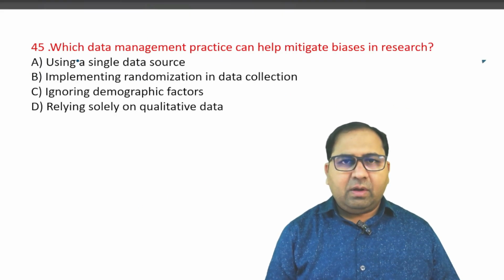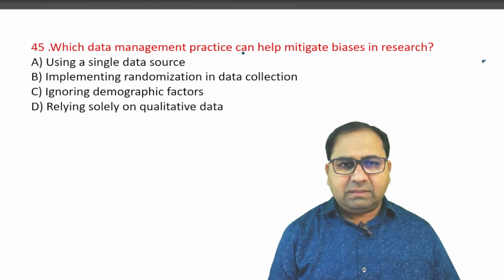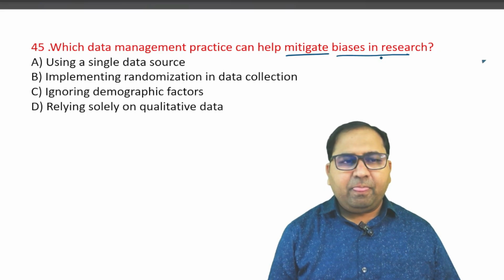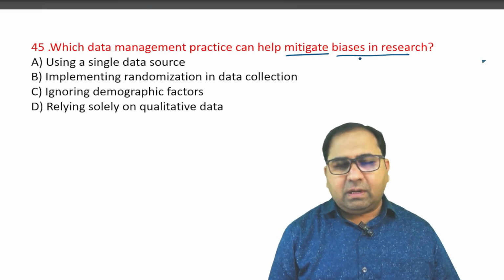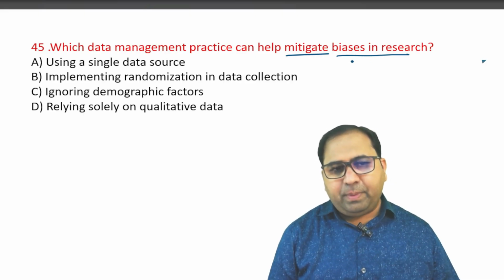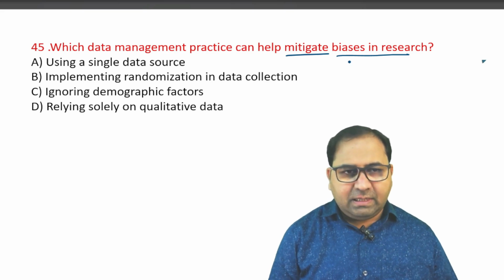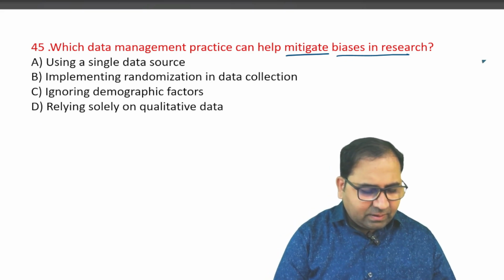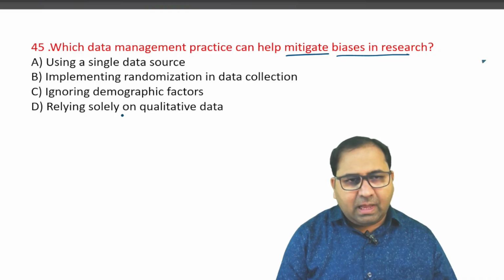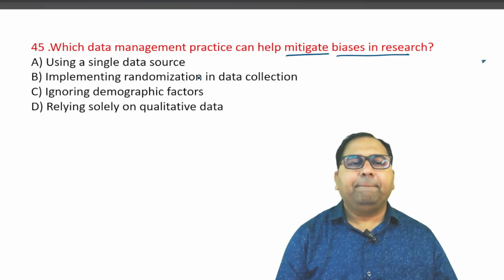Next question. Which data management practice can help mitigate biases in research? Okay. So options are A. Using a single data source, or B. Implementing randomization in data collection, or C. Ignoring the demographic factors, or D. Relying solely on qualitative data.